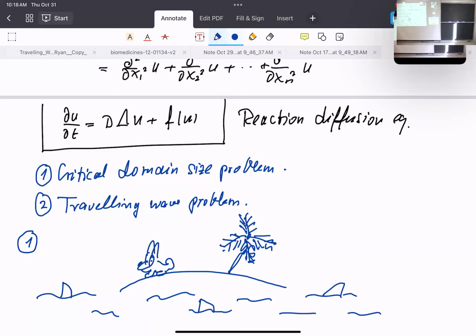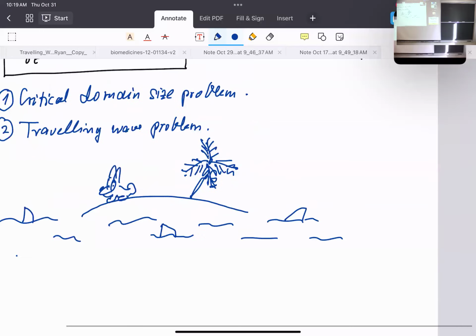So then the question is, how large does the island have to be to support a bunny population? If you make it too small, well, they will eventually get too close to the water and be eaten. So you need a certain amount of space and a certain amount of resources, etc. So that's the question.